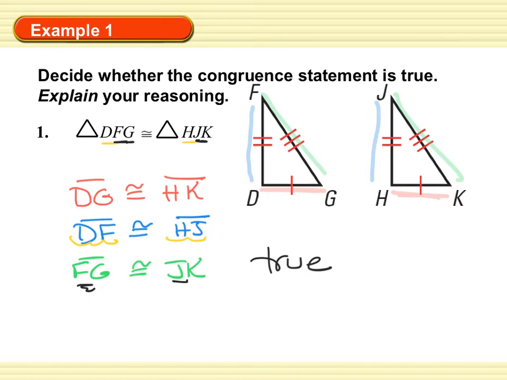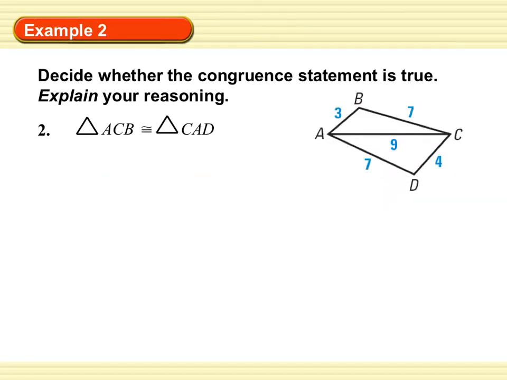All right, let's try the next one. Again, same thing. Let's go through and match. This time, instead of congruency marks, they've got numbers on the sides. So let's see if what they stated was true. I could go back through and say, okay, I'm going to look at AC and CA. Well, AC and CA, that's the same middle side. So we could say, yes, this is true that AC equals itself because 9 equals 9.